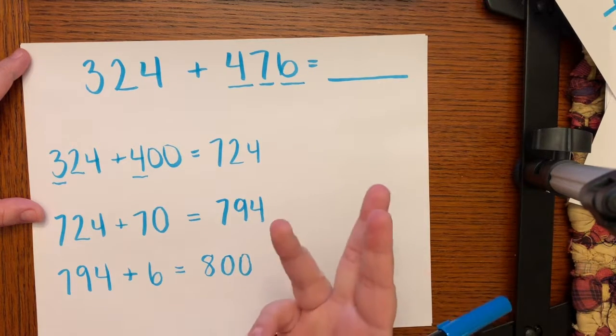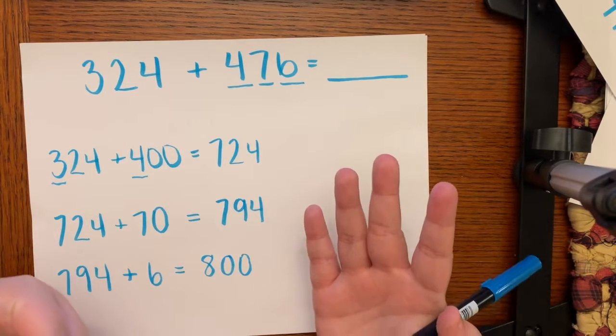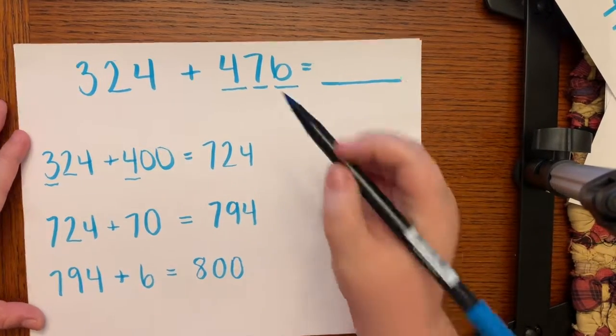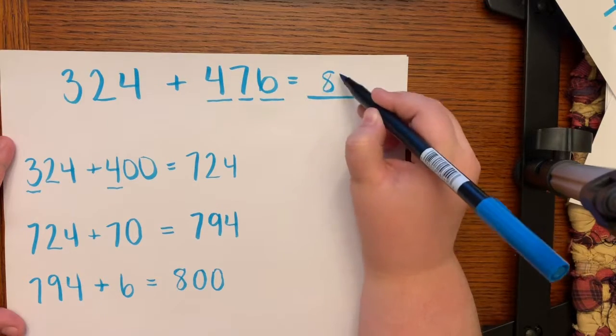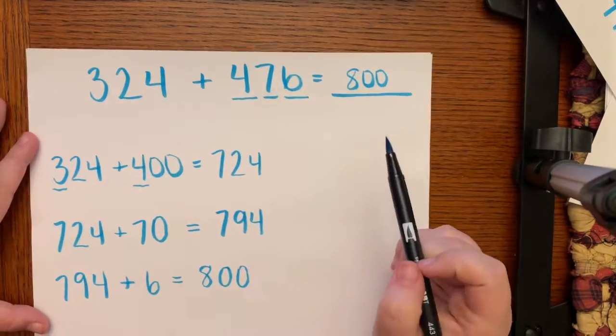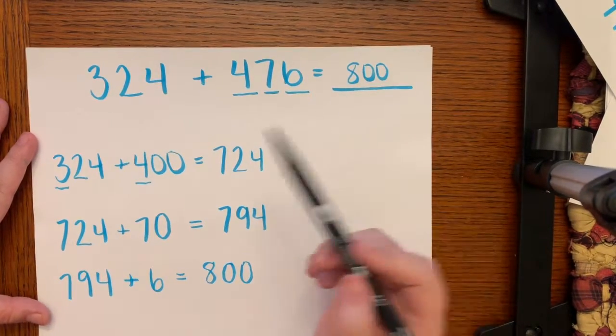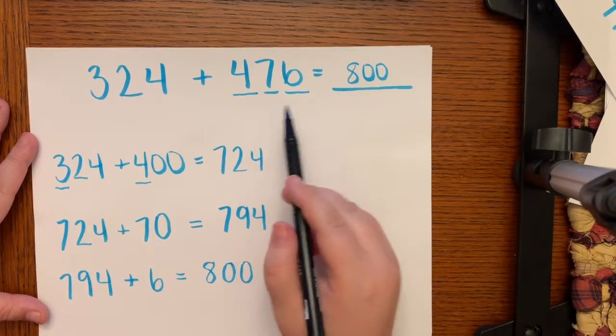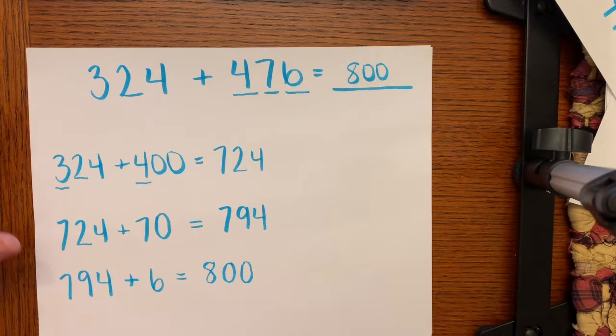We can check this by counting up from 794. 795, 96, 97, 98, 99, 800. We regrouped correctly. So now we'll take our sum and write it up top to complete our number sentence. Our completed number sentence can be read as 324 plus 476 equals 800.